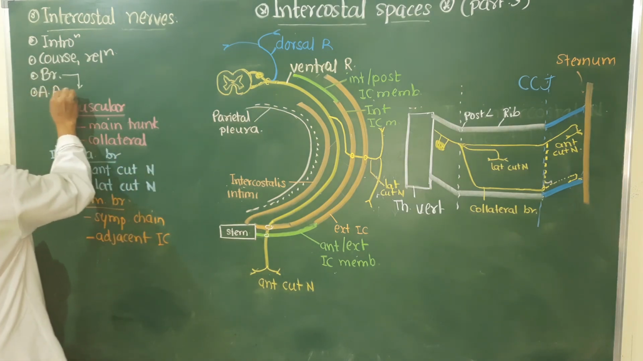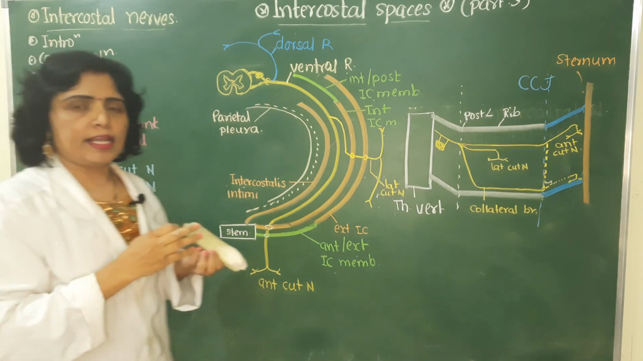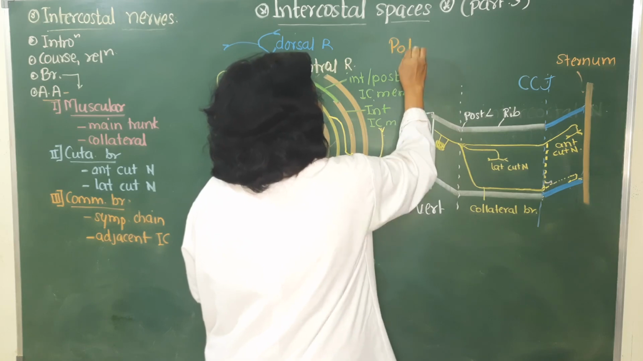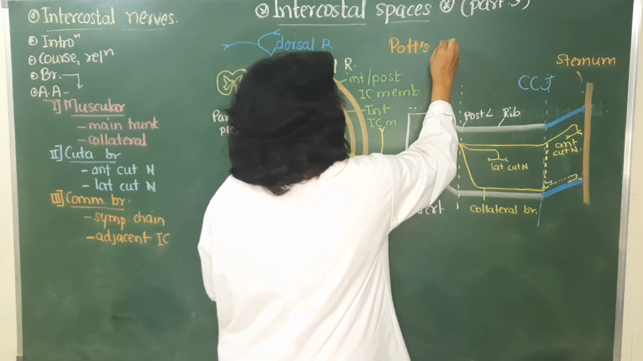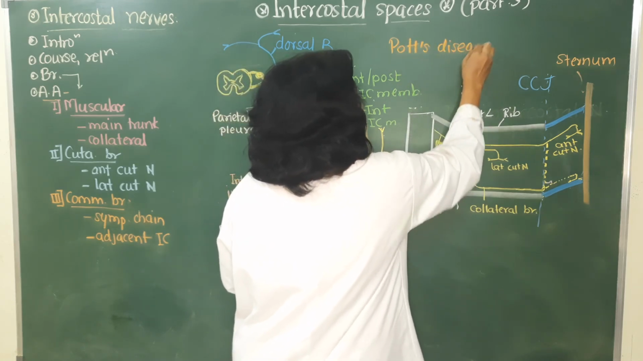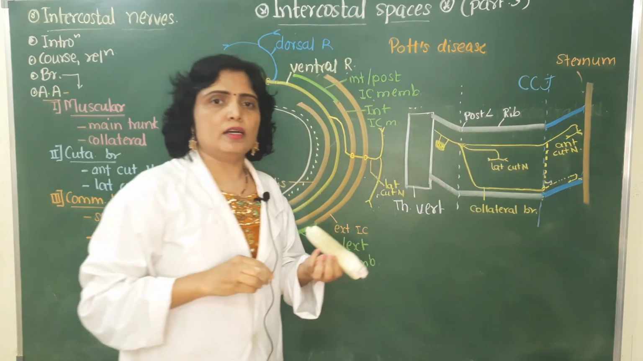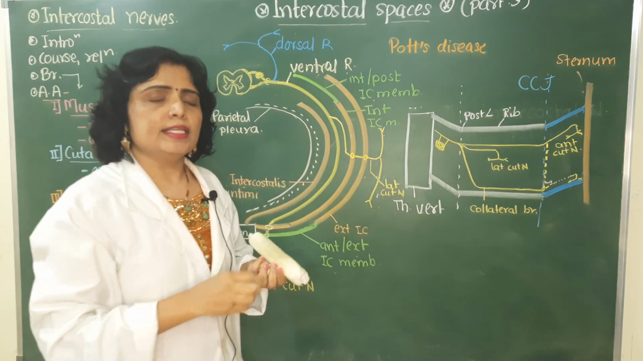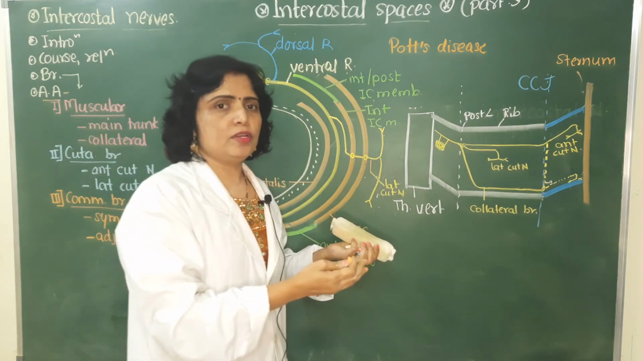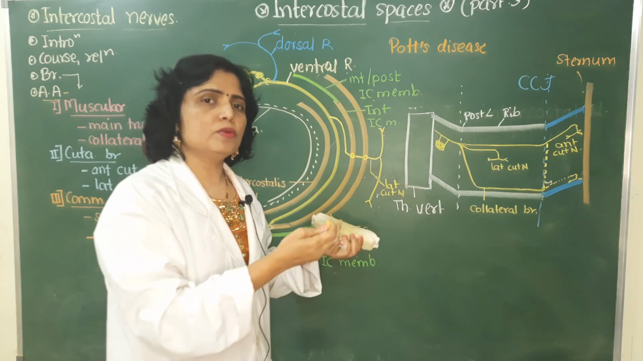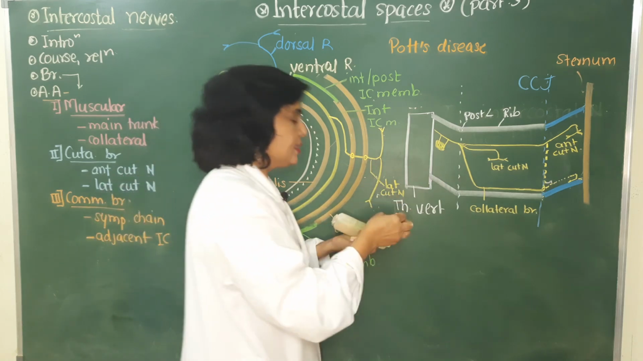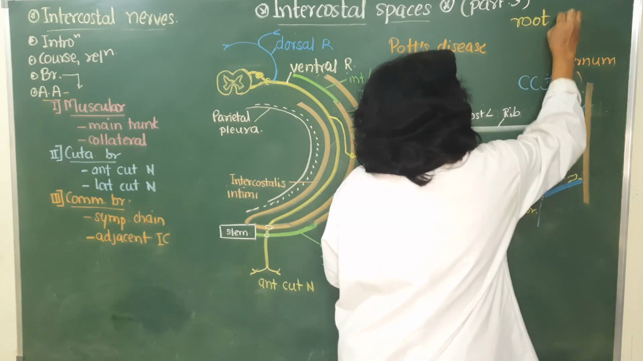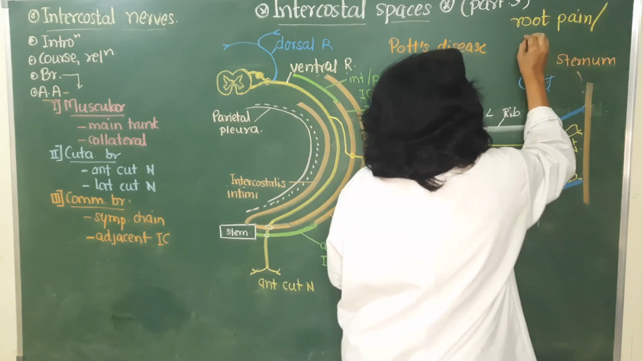Now coming to the applied aspect. In some diseases like Pott's disease, or in fibrositis, or fracture of the rib, when there is an irritation of this intercostal nerve, there is a severe pain along the distribution of this nerve, which is referred even to the anterior aspect of the trunk, and that pain is called the root pain or girdle pain.